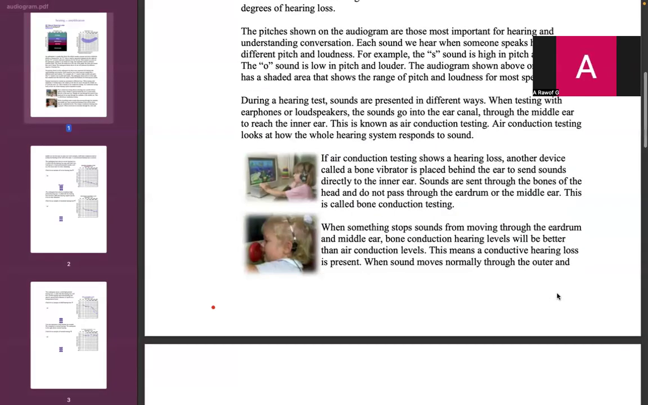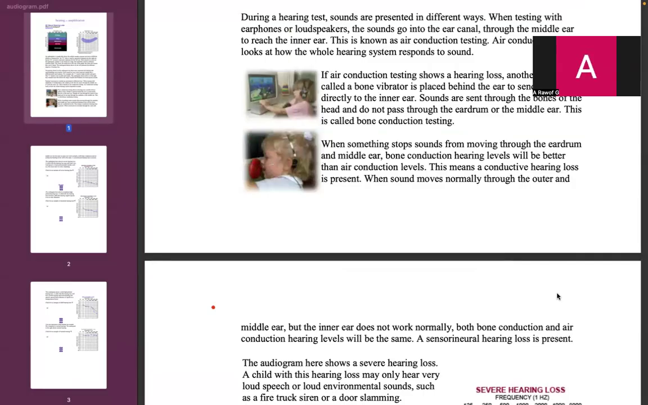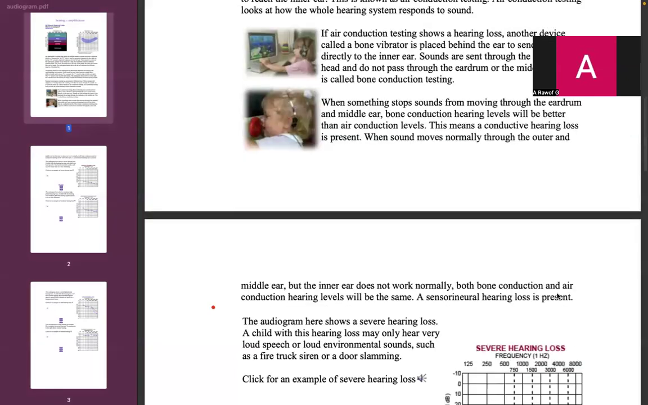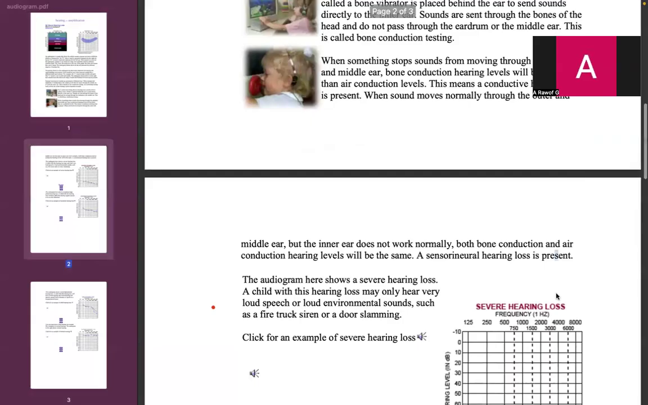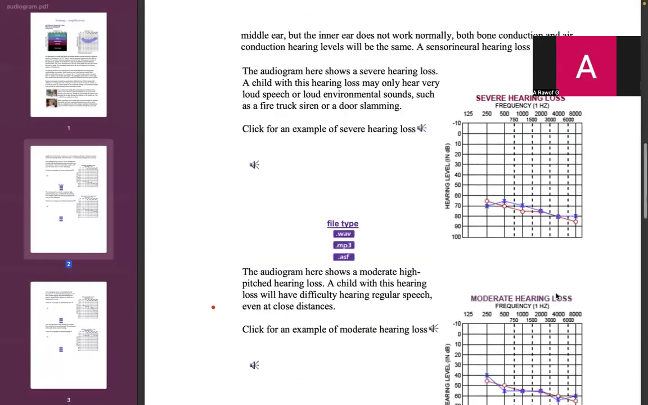When something stops sounds from moving through the eardrum and the middle ear, bone conduction hearing levels will be better than the air conduction levels. This means a conductive hearing loss is present. When sound moves normally through the outer and the middle ear, but the inner ear does not work normally, both bone conduction and air conduction hearing levels will be the same. Sensory neural hearing loss is present. An audiogram shows a severe hearing loss.